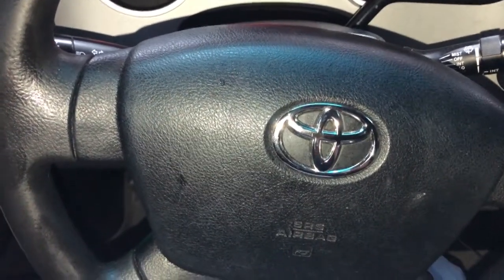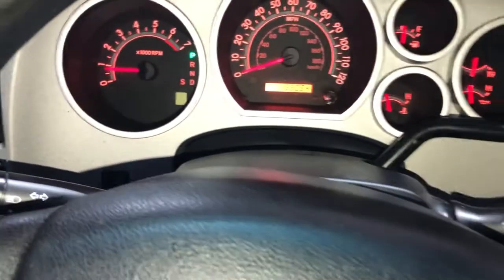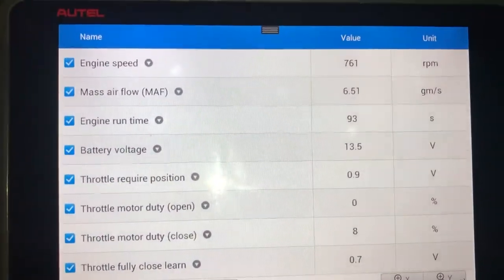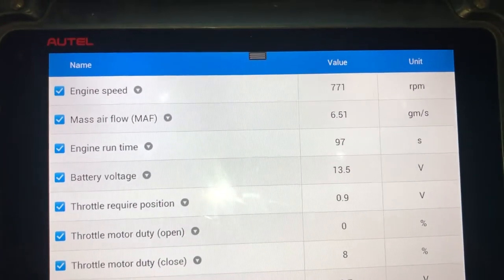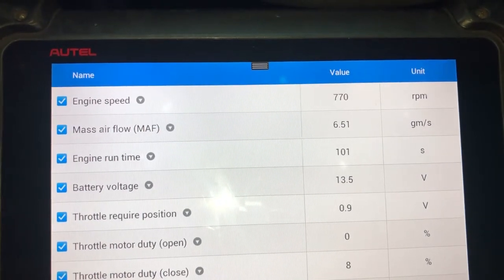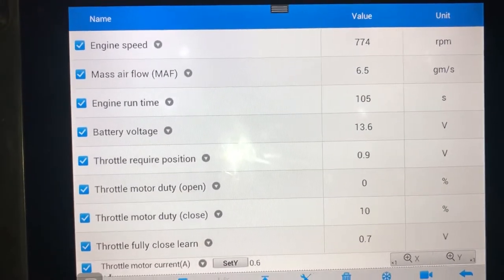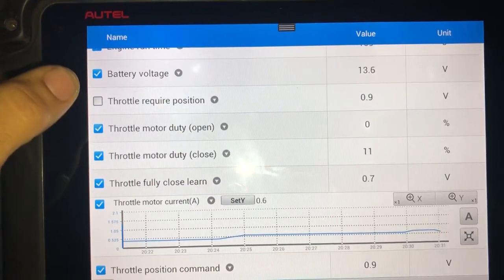So right now I got some data pulled up. I got it off idle, so the numbers are going to be different when I put it on idle, if it idles. Okay, so here's the data. RPMs 700, mass airflow 6.5, okay, voltage is good. Here's the current for the throttle body.